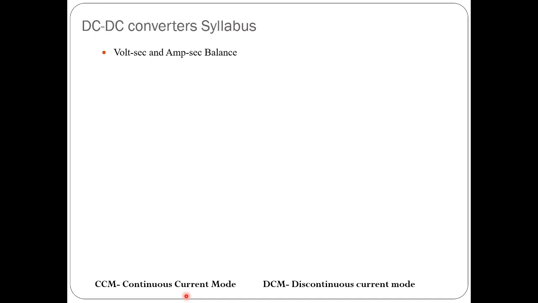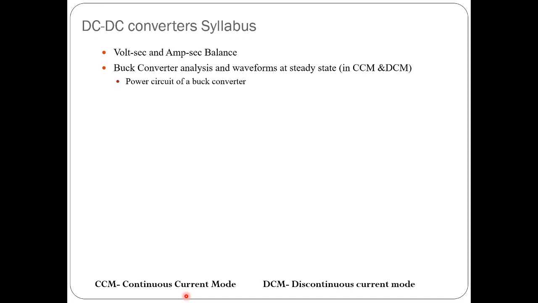Okay. In the next class we shall see buck converter analysis, steady state, including the waveforms. I will also explain by considering waveforms. And of course our focus would be on steady state analysis of the buck converter. So the buck converter is a step down converter. If the output voltage is less than the input voltage, then the converter is known as a buck converter.